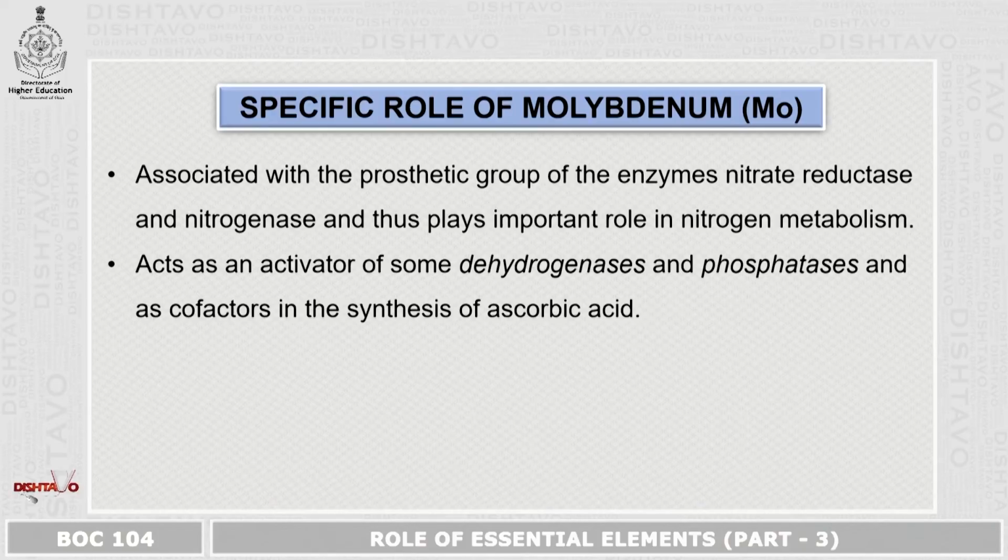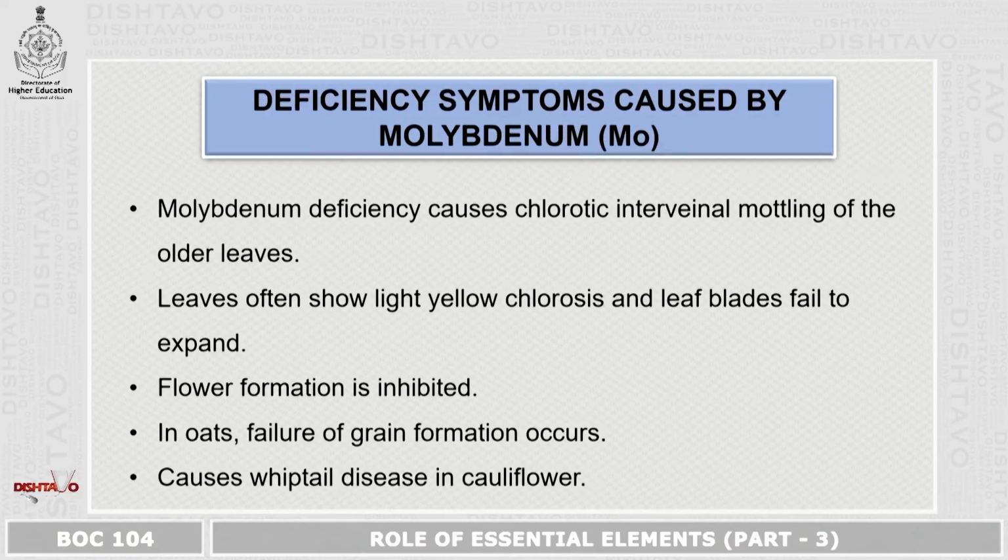Next, coming to the next micronutrient, that is molybdenum. The specific role of molybdenum: molybdenum is associated with the prosthetic group of the enzymes nitrate reductase and nitrogenase, and thus plays an important role in nitrogen metabolism. It then acts as an activator of some dehydrogenases and phosphatases and as a cofactor in the synthesis of ascorbic acid.